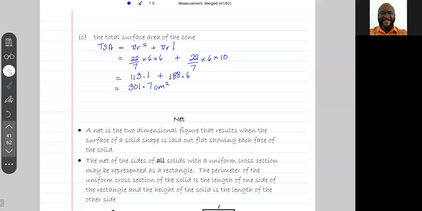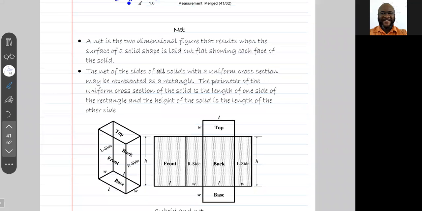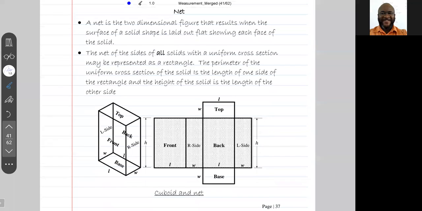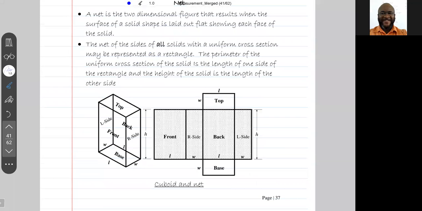All right, so the next thing we're looking at is net. This says a net is the two-dimensional figure that results when the surface of a solid shape is laid out flat, showing each face of the solid. So in other words, if I cut up my cuboid and lay it out flat, this is what it becomes.